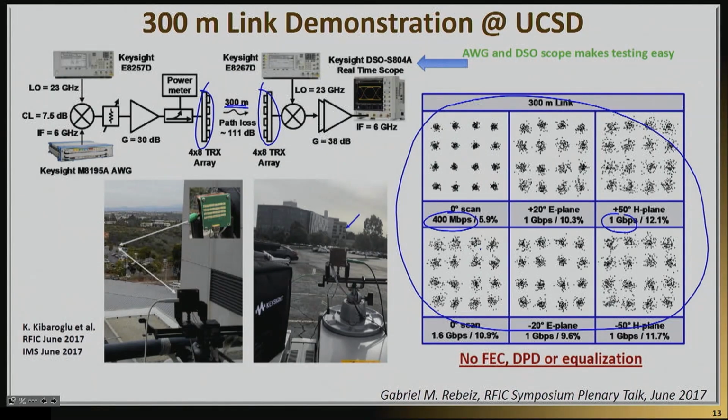The interesting thing, however, is that the link worked really well. Despite the path loss of 111 dB, they were able to essentially utilize two 4x8 antenna arrays on the transmit and receive side, and the system was an amazing success. So essentially, it shows that yes, very high data rates on the order of a gigabit per second can indeed be transmitted over a 300-meter link.